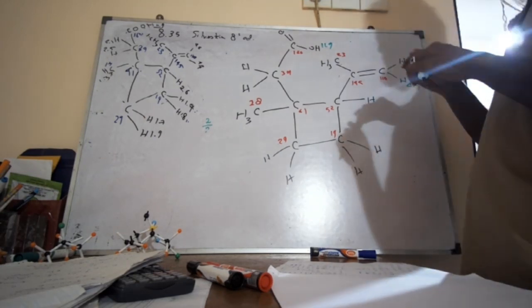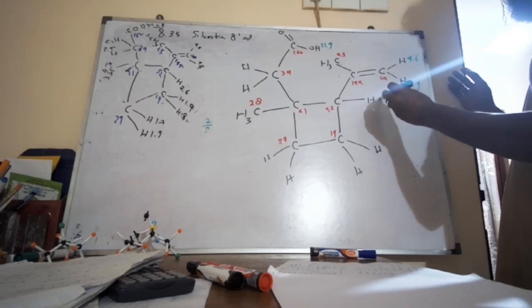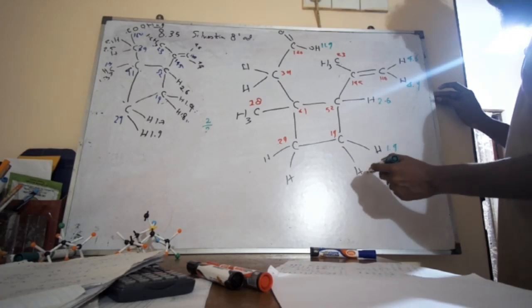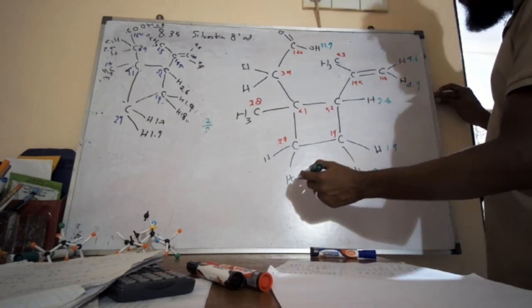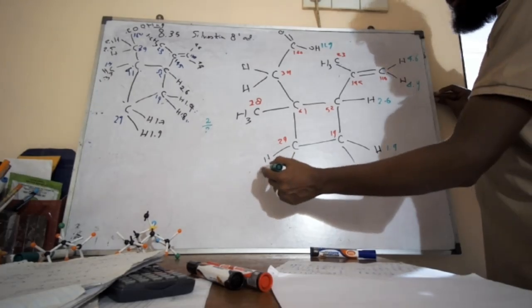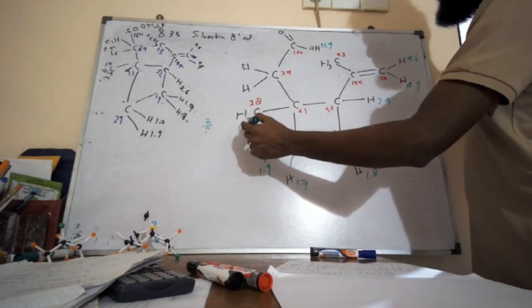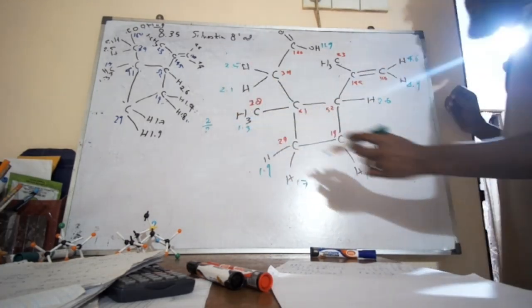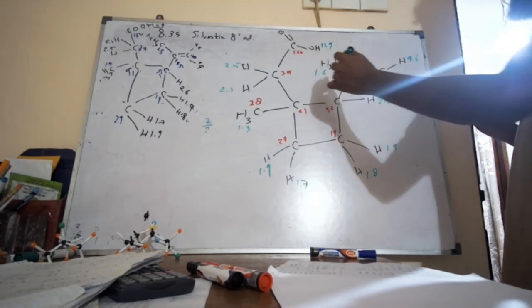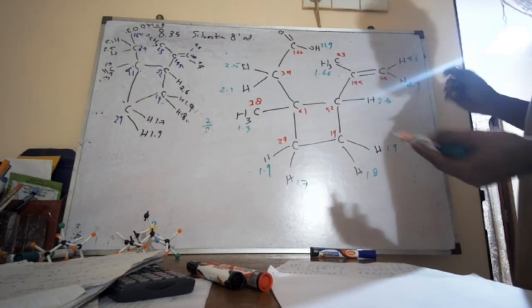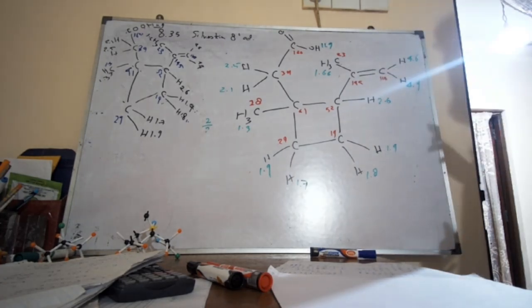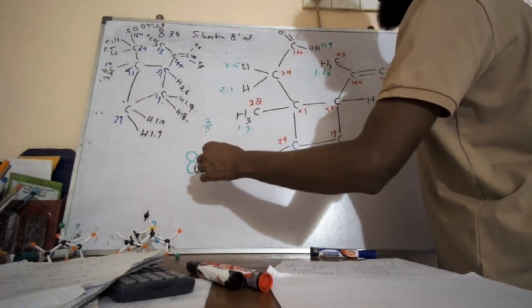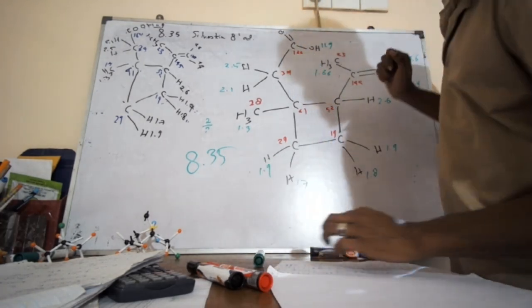All right. And then what else do we have? This is 2.6. This is 1.9 and 1.8. This is 1.7 and 1.9. This is 1.3 and this one is 2.1, 2.5. So that's it, and this one is 1.6. So there you go, the structure that I elucidated from the question 8.35 in 8th edition of Silverstein.